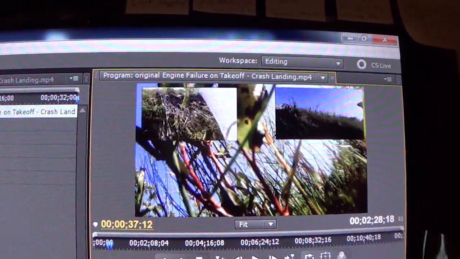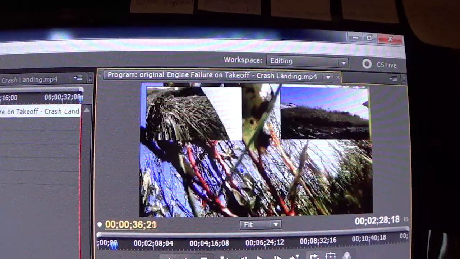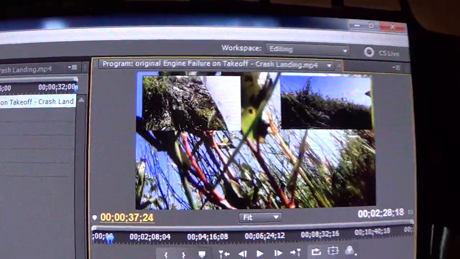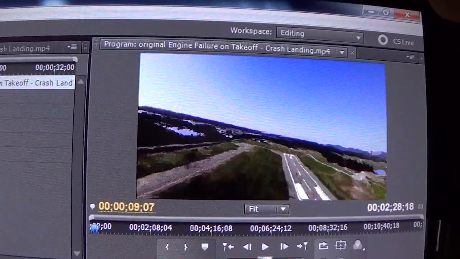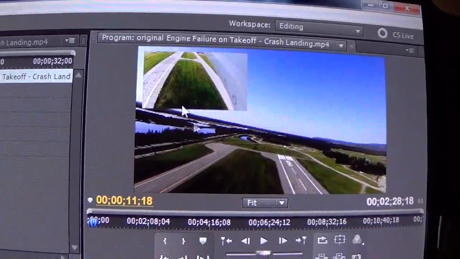How in the hell would you possibly time 2 crashes perfectly like that? How would you do that? So let's watch again in case you didn't catch it. Here he is taking off. Here's where the downward camera comes in.